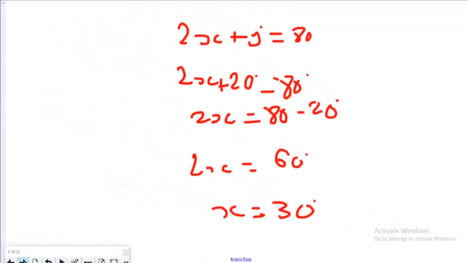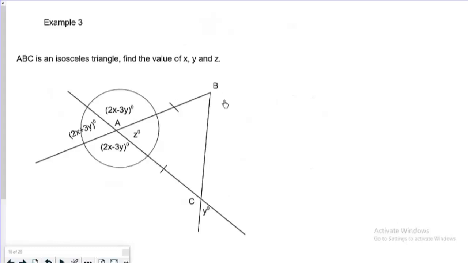Now the next question, example 3. Let's take one more example. Now this one is a bit advanced. You're supposed to find, it's a ABC is an isosceles triangle, and Z, X, and Y are the angles you're supposed to find. So how will I start this? Good.